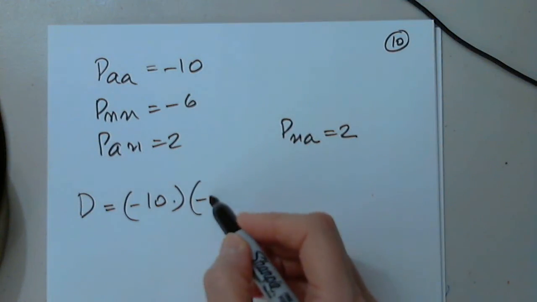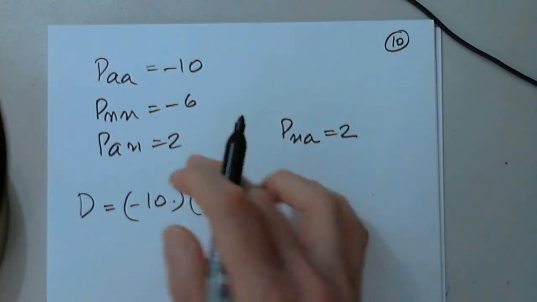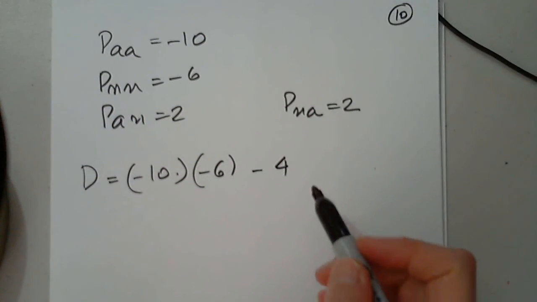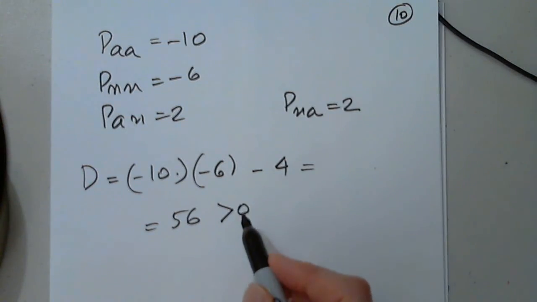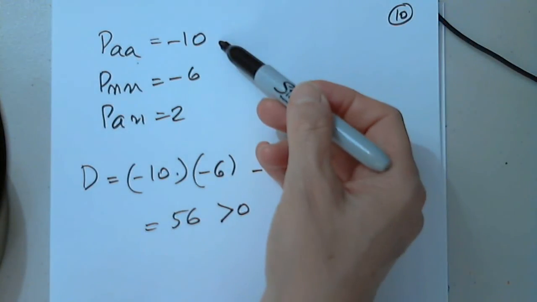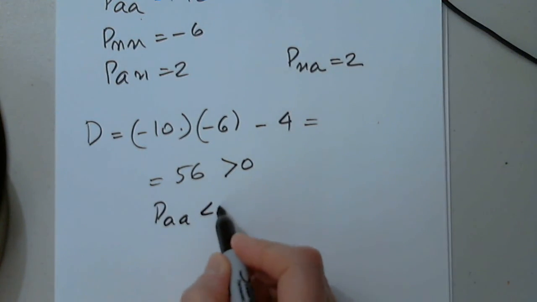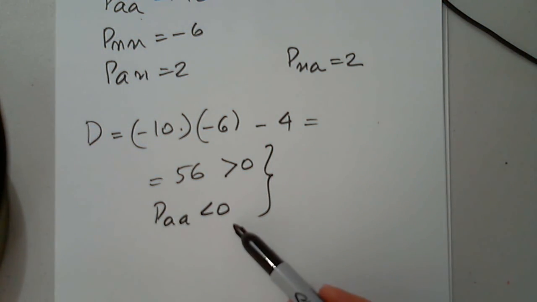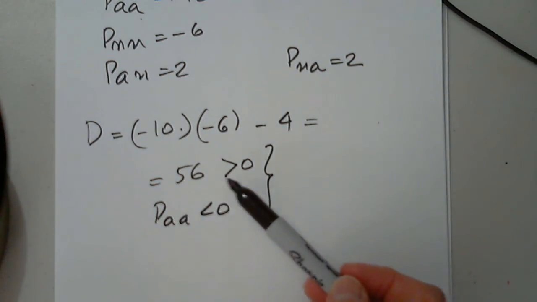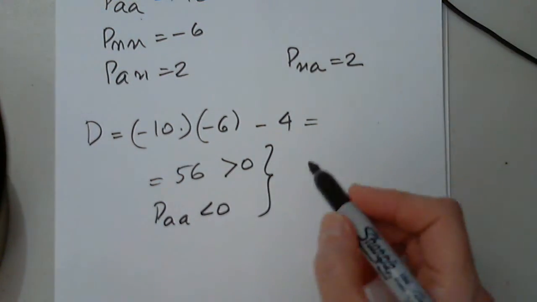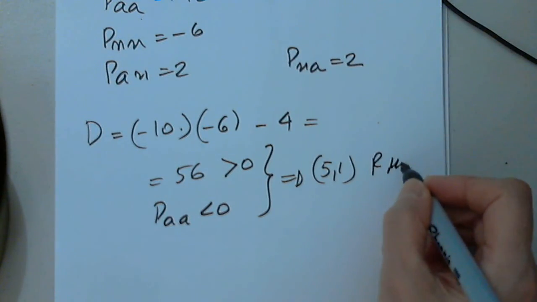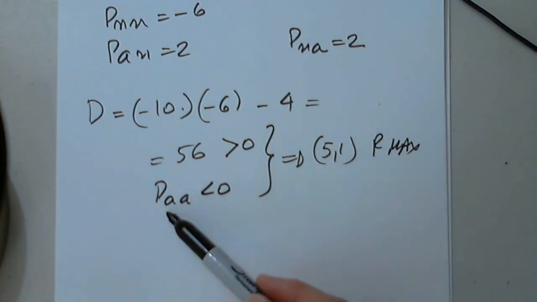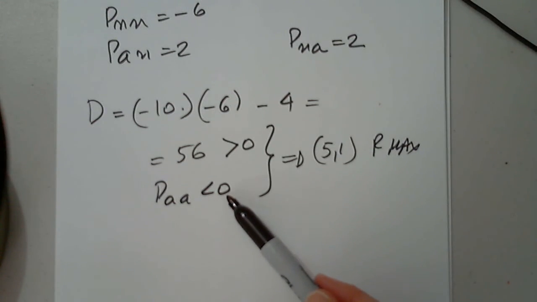PNN at that point is still that, minus this one squared. So this is 60 minus 4, 56. It's a positive number. And PAA is negative. Whenever PAA, or FXX in other words, is negative and the D number, or D test if you want, is positive, this definitely guarantees that 5, 1 is a relative max. D is positive and FXX, or PAA in this case, is negative.